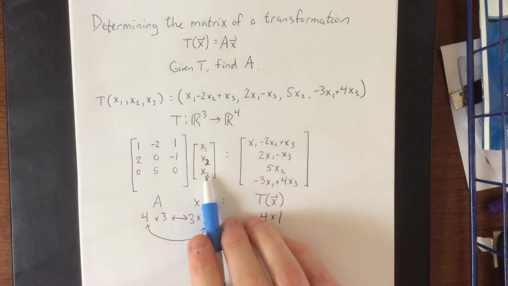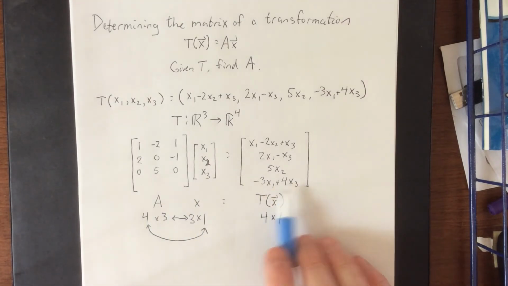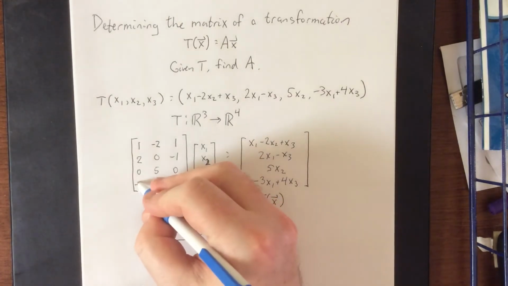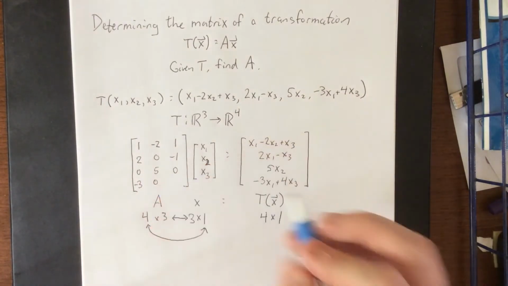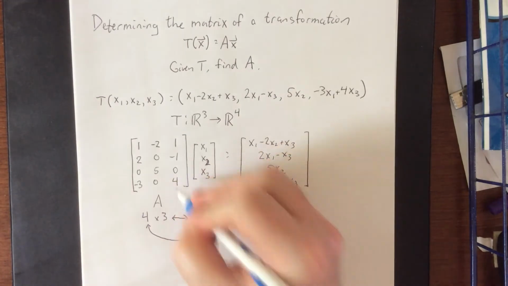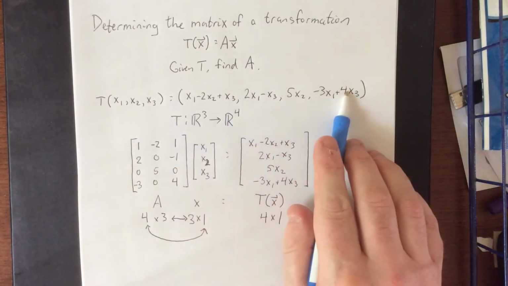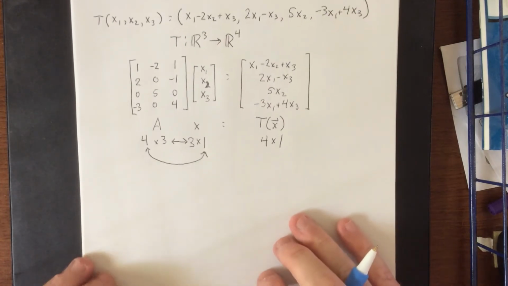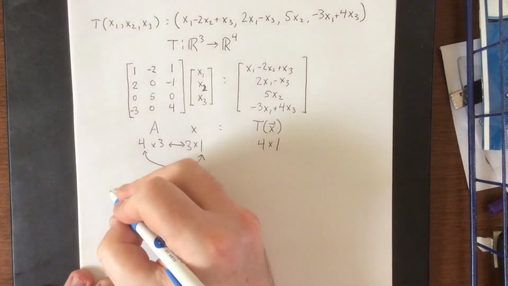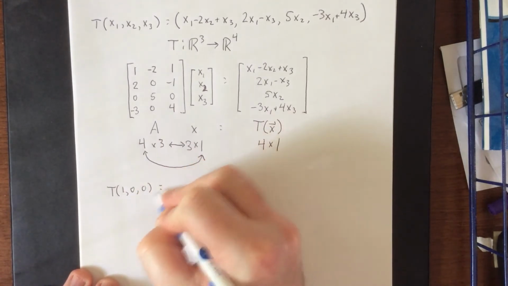And finally, for the fourth row, we read this from left to right. We get negative 3x1. There is no x2, so 0 for x2, and 4 for x3. So in that regard, we're very much reading these things from left to right when we read the image vector. There is, however, another way to make this happen, and I'd like to demonstrate. The other way to make this happen is to actually calculate T of our standard basis vectors in R3.